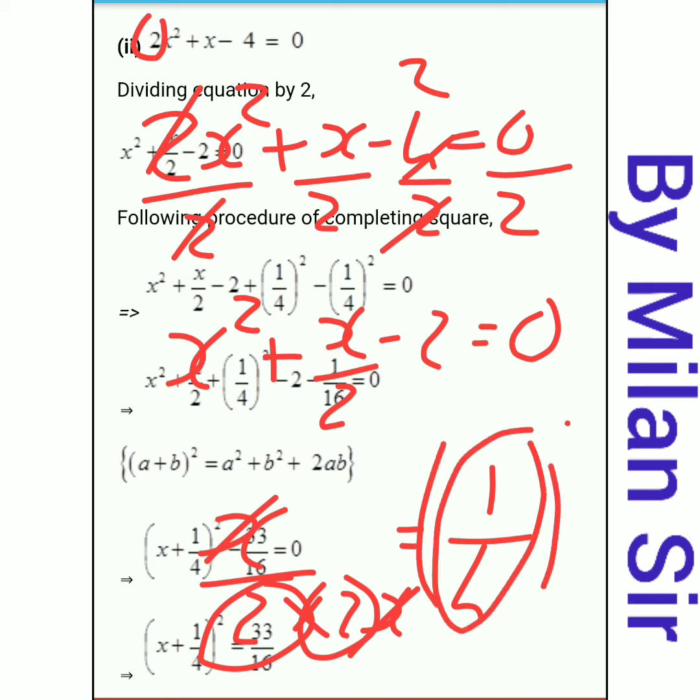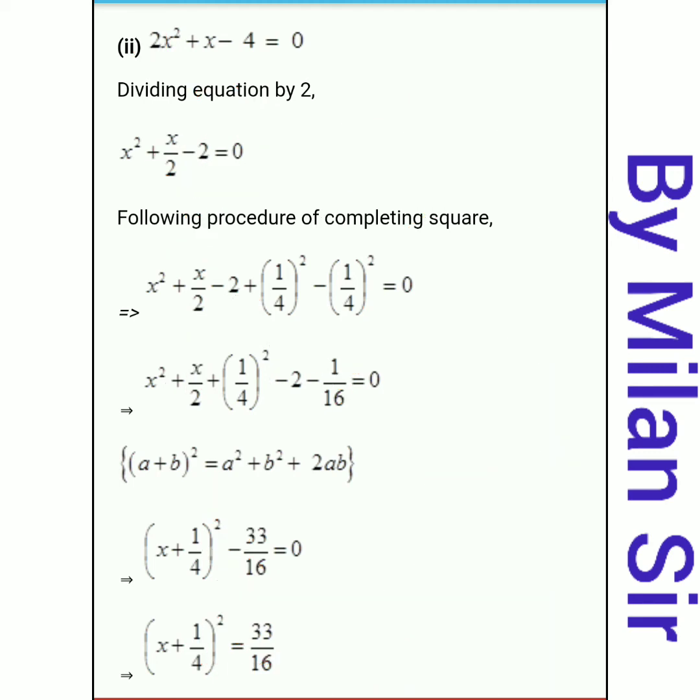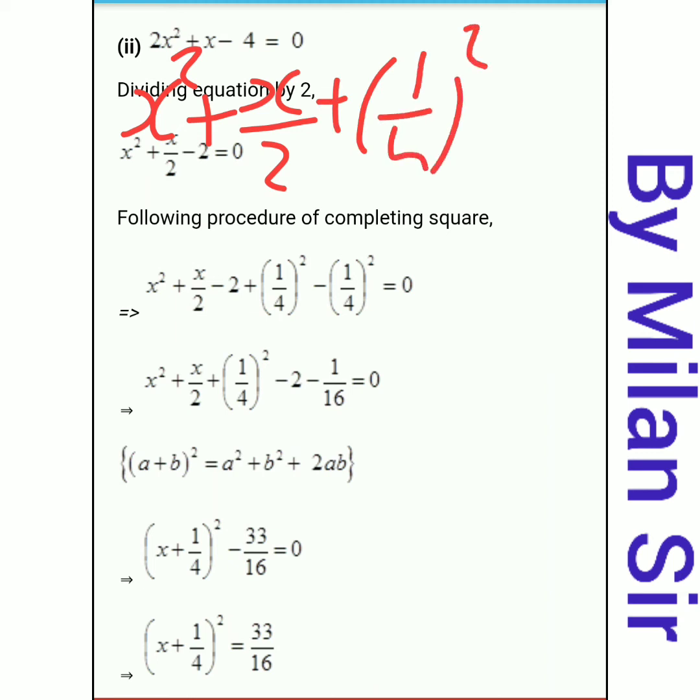We need to put here the square. We need to add this term, and we need to subtract this term. So in the original question, x squared plus x by 2. Now we need to put this term, that means whatever answer we get here, 1 by 4 squared, we need to add here. After that we need to write our original last term, it is minus 4. Sorry, minus 2, because we divided by 2. So minus 2. Then this term we add here, so the same term we need to subtract here. So minus (1 by 4) squared is equal to 0.